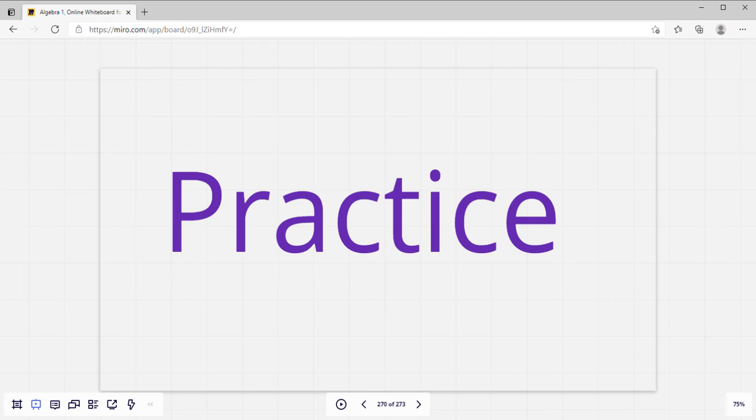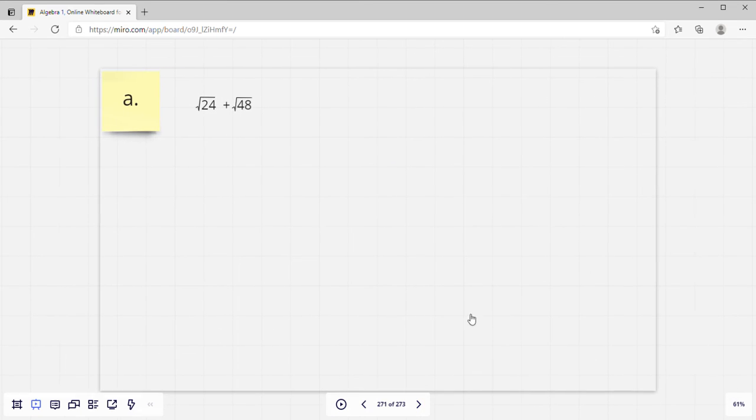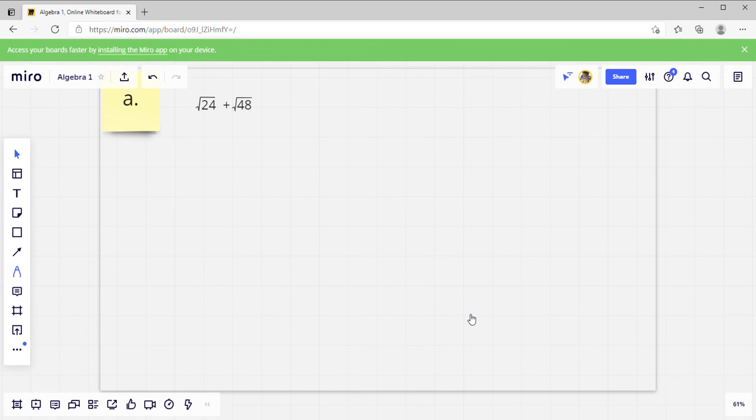So pause the video and work the practice problems, and then I'll work them for you. All right, so A, first thing we're going to do is just break down this 24. I could say 6 times 4, that would work. And square root of 4 is 2, so that'd be 2 times the square root of 6.